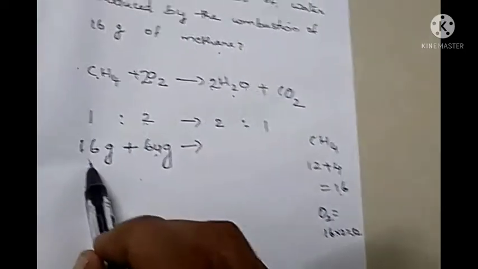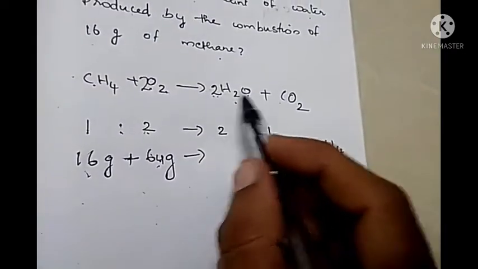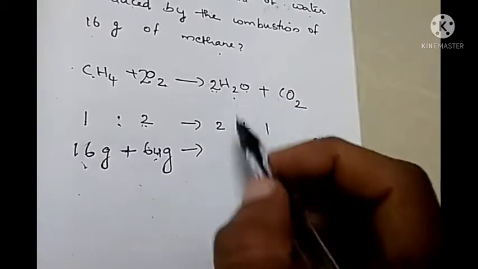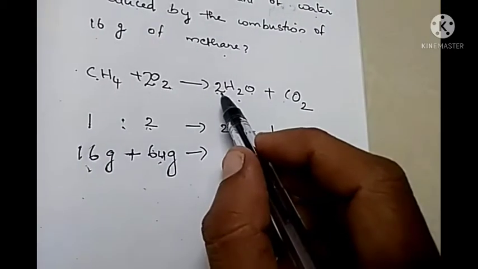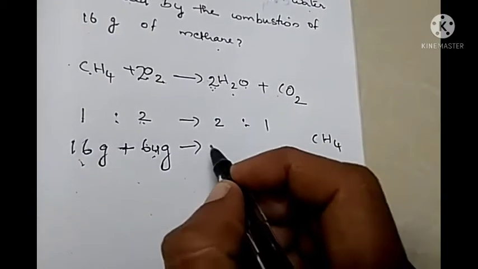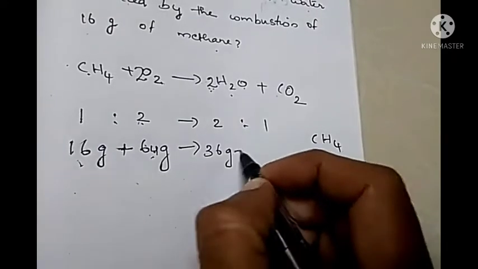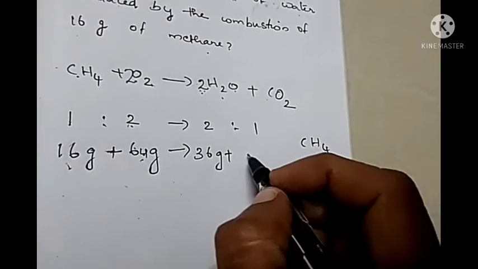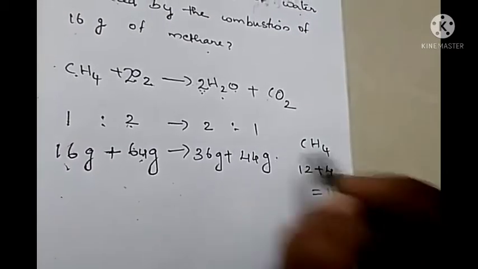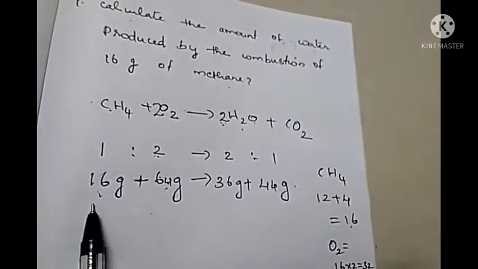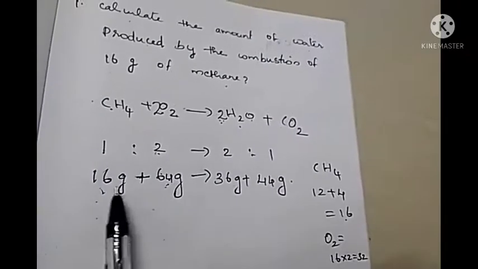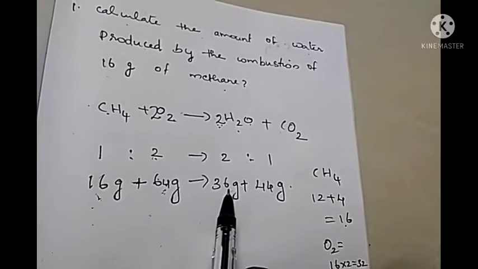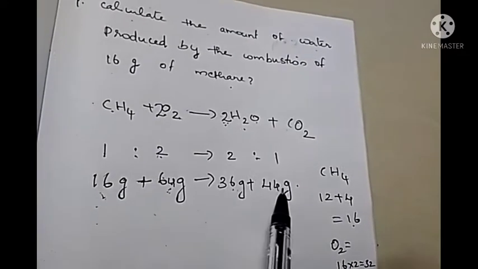It is combined with 16 gram of methane, and we are getting 2 moles of water. And we know that the molecular mass of water is 18. That is for 1 mole. Here 2 moles are there, so 18 into 2, 36 gram of water will be produced. Plus carbon dioxide, only 1 mole. So what is the mass? 44 gram. Okay. So according to this balanced equation, these are the masses of reactants and products. 16 gram of methane combines with 64 gram of oxygen, and we are getting 36 gram of water plus 44 gram of carbon dioxide.